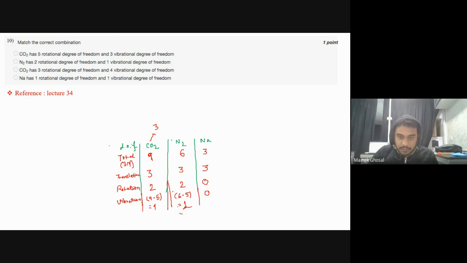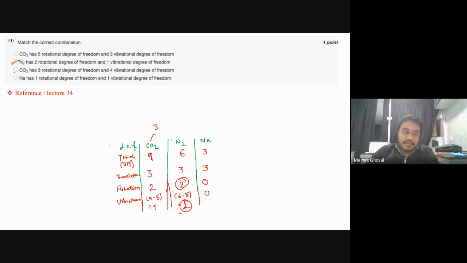Okay, now I have to match all of these. First option is CO2 has 5 rotational degrees of freedom and 3 vibrational degrees of freedom. No, CO2 has 2 rotational degrees of freedom and 4 vibrational degrees of freedom. So this is not correct. Nitrogen has 2 rotational degrees of freedom, 1 vibrational degree of freedom. Yes, this is correct. You can see here, this is 2 rotational degrees of freedom, 1 vibrational degree of freedom. Okay. So you have got your answer.